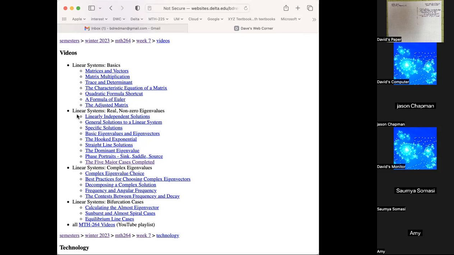Then we've actually talked about some of the ideas here in this second batch, linear systems, real non-zero eigenvalues. So we've talked a little bit about linearly independent solutions, though I didn't use that phrase. General solutions, specific solutions, basic eigenvalues, and eigenvectors. These are videos that talk about the key topics and show you some nice graphics about how solutions to linear systems look.